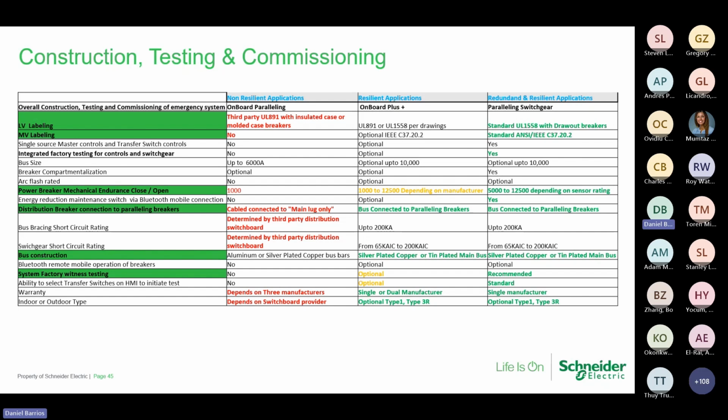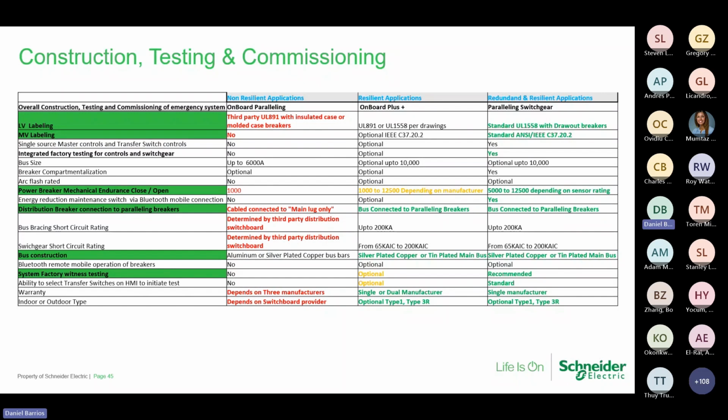Energy reduction maintenance switch, yes. Whereas you'll notice even in the middle, the load management type system, resilient application, that is optional, but we can accommodate for you. The short circuit bracing, I've told you up to 200K. Obviously, we would like to do the least amount that you do require. We offer a 65, 100, or 200K rating. Our busway is silver plated copper. We can offer tin plated copper, but that is usually done in water treatment plants and such. If you require that due to your client, please be sure that is in your specification.